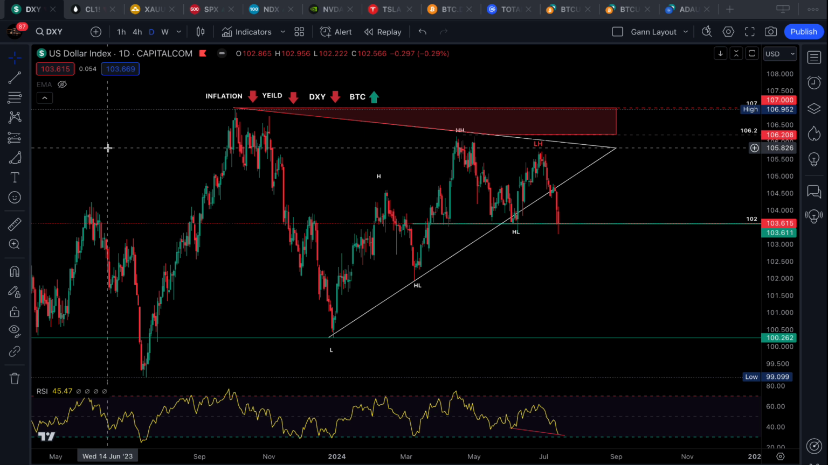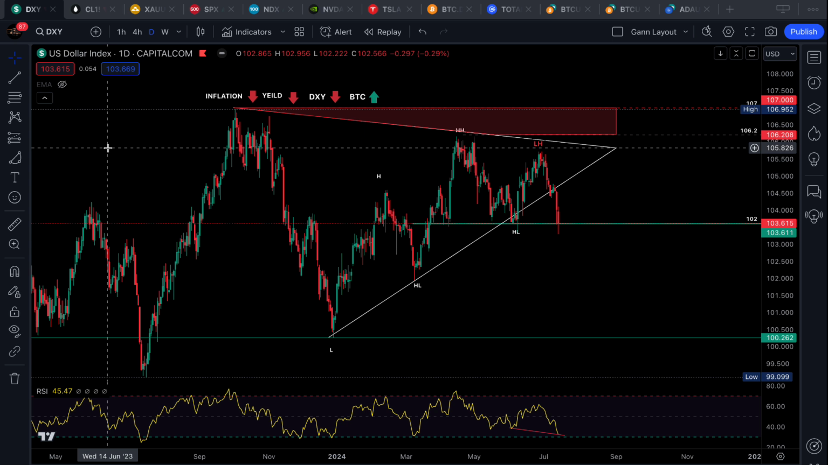Let's begin with the DXY, the US dollar index. Why is the US dollar index important? Because it reflects investors' belief in the US dollar as an asset. Bitcoin is traded against the dollar, so if the US dollar is weak, it stands to reason, or at least we hope, that Bitcoin will become stronger. Overall, inflation is going down. If inflation is going down, then the yields on the dollar, on bonds, but it's on the dollar, will go down as well, and the dollar will continue lower.